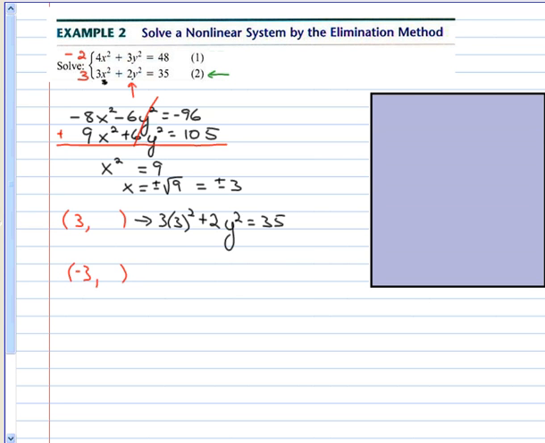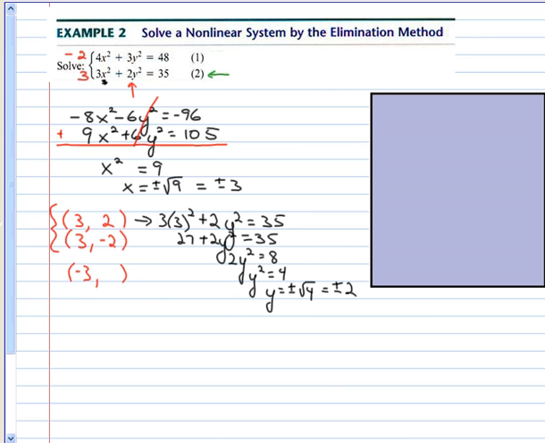So let's see, 3 squared is 9, times 3 is 27, so 27 plus 2y squared equals 35. Subtract our 27, 2y squared is going to equal our 8. Divide by 2, y squared equals 4. In order to get y, we're going to have to take plus or minus the square root of 4, which gives us 2 values, plus or minus 2. So when we substituted a 3 in, I have 2 potential y's. I have a +2, and a -2. I got 2 solutions when the x was 3.